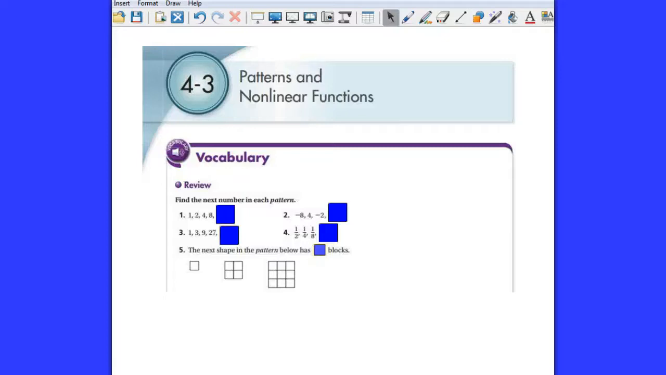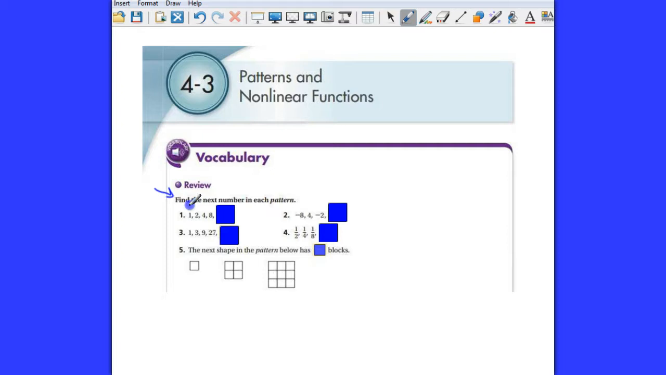Hello there. Welcome to Chapter 4, Section 3, as we're going to begin looking at more patterns and these things called nonlinear functions, as well as linear functions. You'll need to be able to work with both. But to get started here, and you should have this template in front of you, we're going to jump right in with a little review about just finding numbers in patterns.